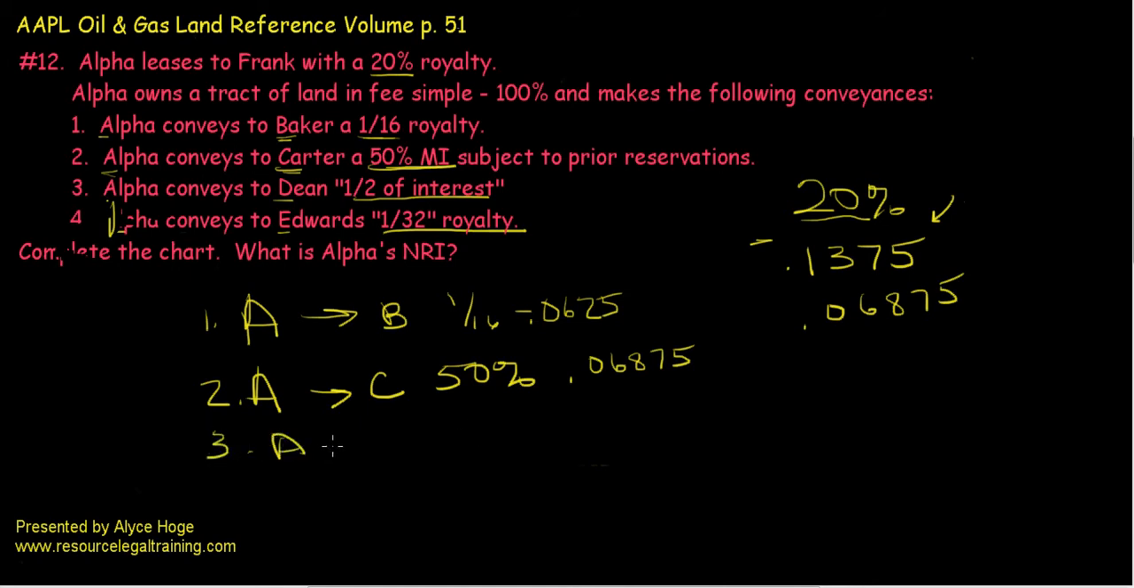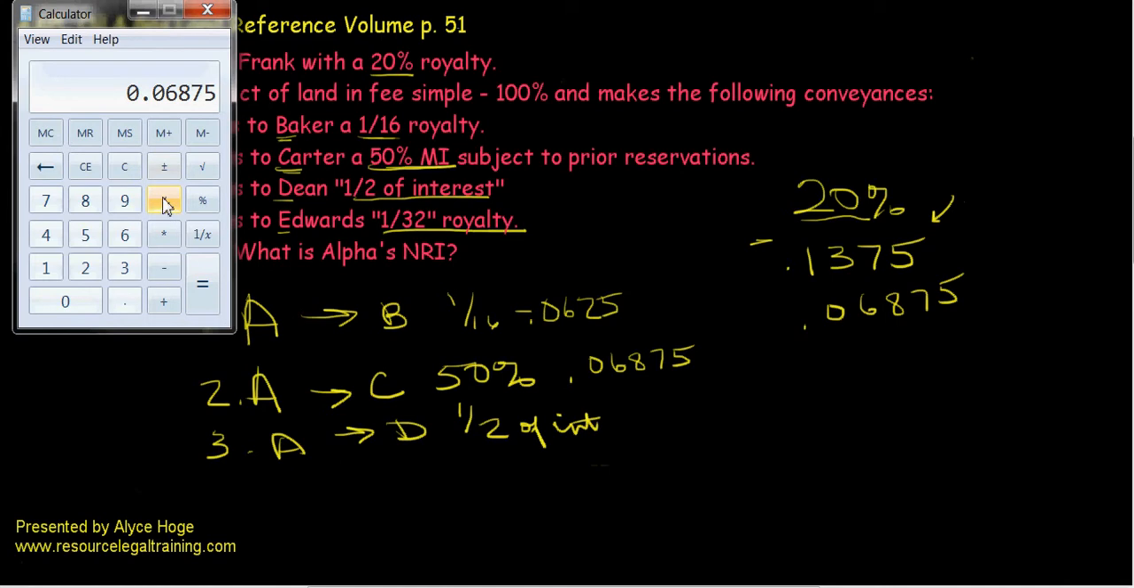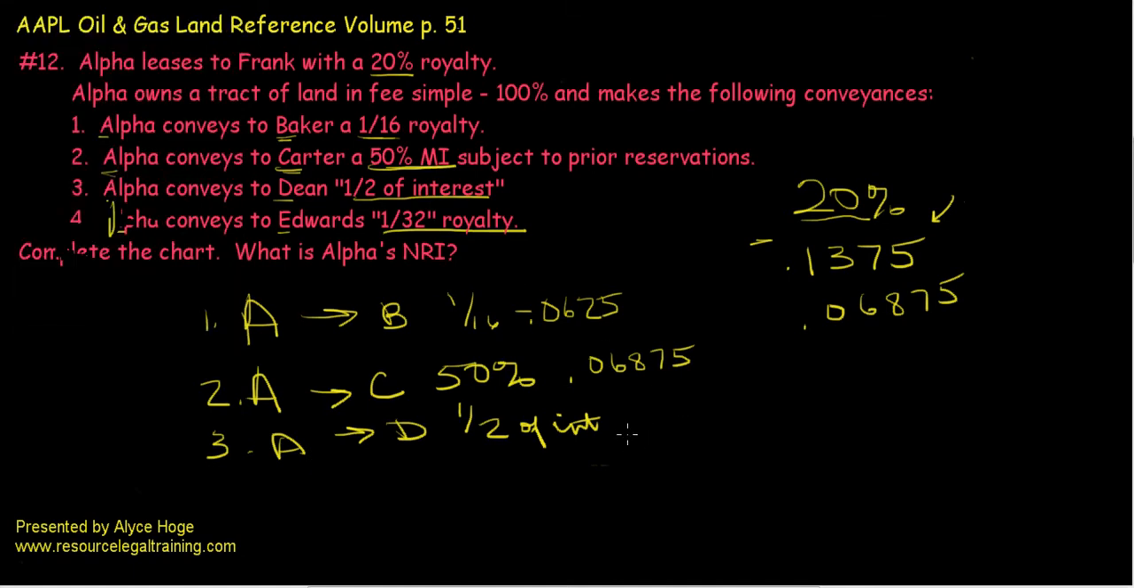Then A is going to convey to D 1/2 of interest. So we're going to take this 0.06875 and we're going to divide it, half of it goes to D and A keeps the remaining 1/2. So let's look at 0.06875 divided by 2. That's going to be 0.034375. So that means D is going to have a 0.034375 and A is going to have the remaining 0.034375.